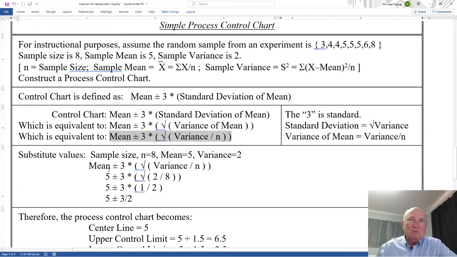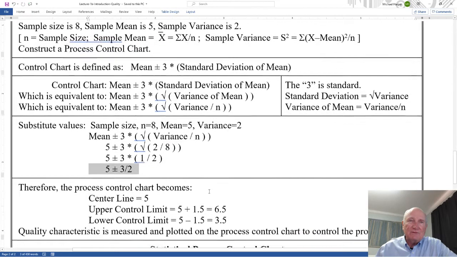So let's do it. Let's plug and crank. The mean is 5. I bring 5 down. Plus or minus 3, that's standard. The square root of the variance, which is 2, I bring that down. Over n is 8, bring that down. Well, 2 over 8 is 1/4. The square root of 1/4 is 1/2 times 3, so it's 5 plus or minus 3 halves.